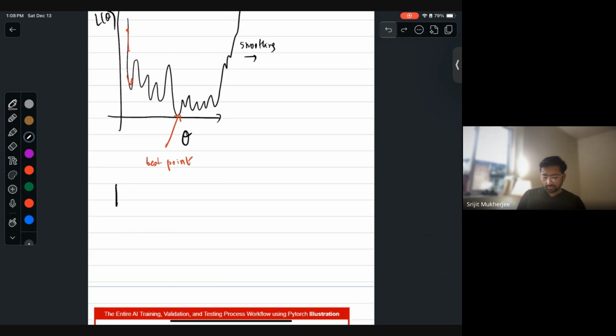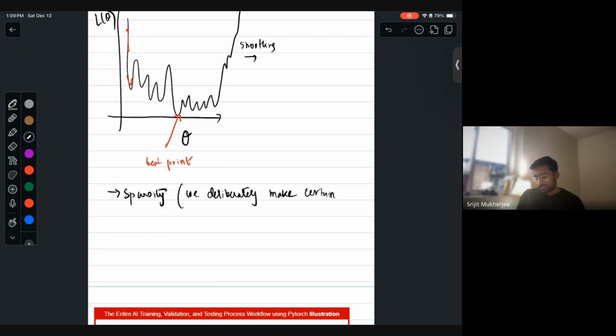We want theta square to be close to zero. One example is sparsity. There are many different ways to do it. Sparsity, where we deliberately make certain thetas 0.